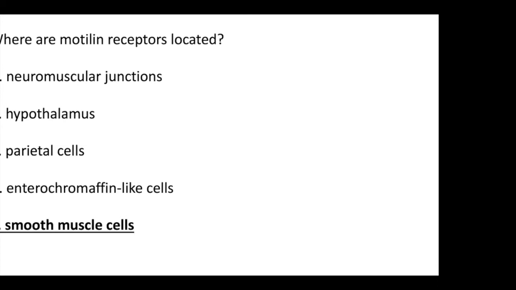Your parietal cells secrete the hydrochloric acid and intrinsic factor. They're located in the fundus and the body of the stomach, and then the enterochromaffin-like cells aid in gastric acid secretion via histamine release.